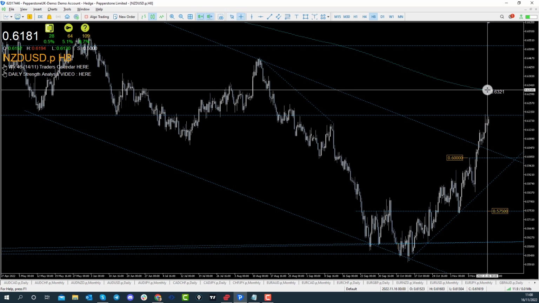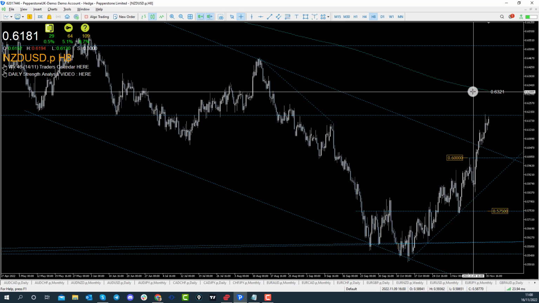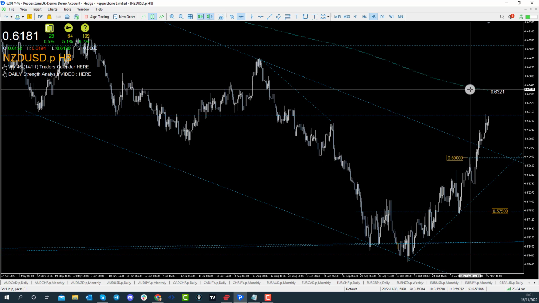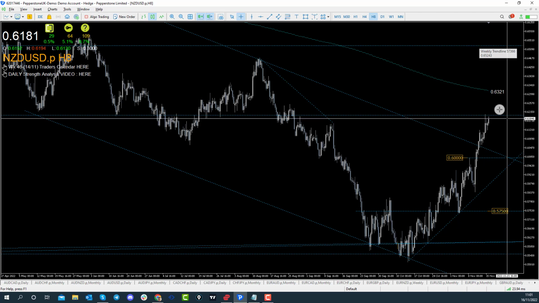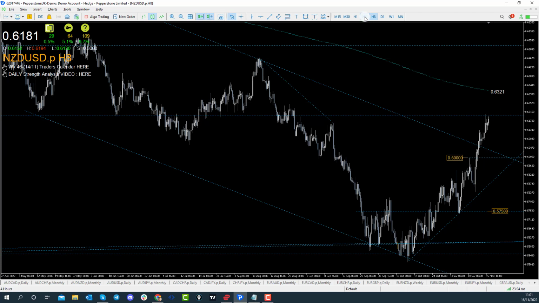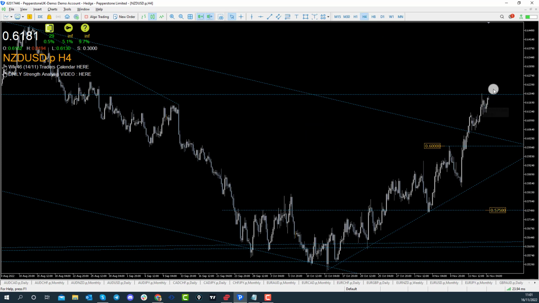the next area of interest is going to be the 200 moving average, which is at 0.6321. But then above that, you've got the 0.65 handle. Now, if I just go down one more time frame on the 4-hour time frame, like I've said before, I do feel like we're starting to lose a little bit of momentum here.